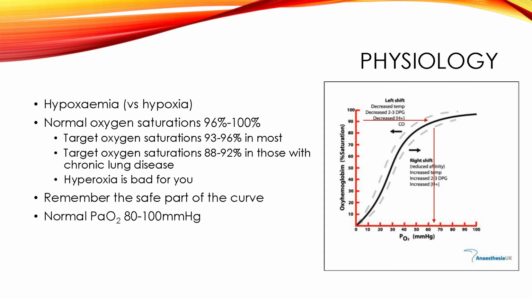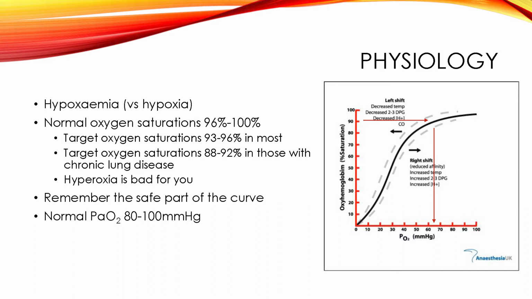But actually, when we're unwell in hospital, we know that giving people too much oxygen can be bad for them. So we used to give people high-flow oxygen when they came into hospital. For example, for a heart attack, we used to give morphine, oxygen, nitrates and aspirin, the acronym MONA. But we now know that the oxygen part of that actually increases mortality. Too much oxygen is bad for you. So for people in hospital, we actually target their oxygen saturations in a slightly lower range, between 93 and 96%, for those without underlying lung disease.